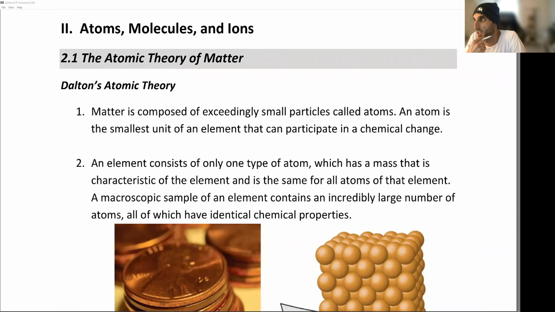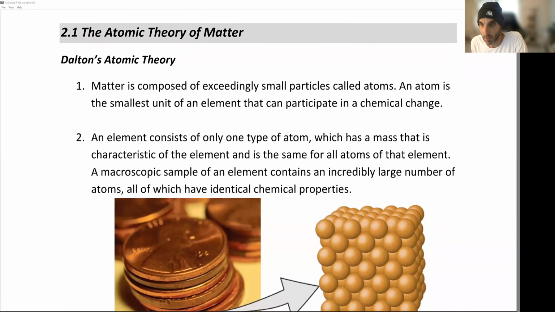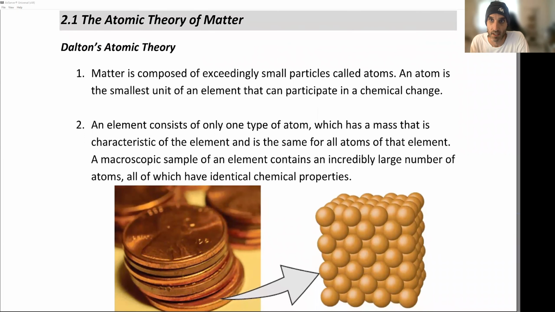All right, so we're going to take a look at 2.1, the atomic theory of matter. Basically, we're going to start to build the atom from the ground up. That's the premise here. About 250 years ago, Dalton developed the five postulates of matter. He was kind of the grandfather of chemistry.